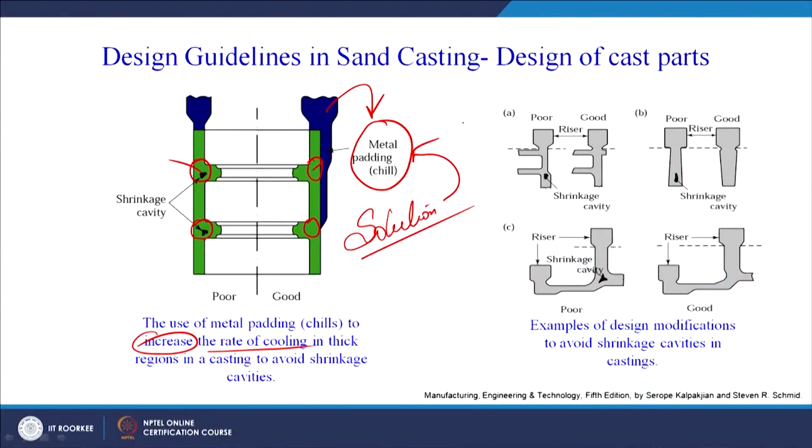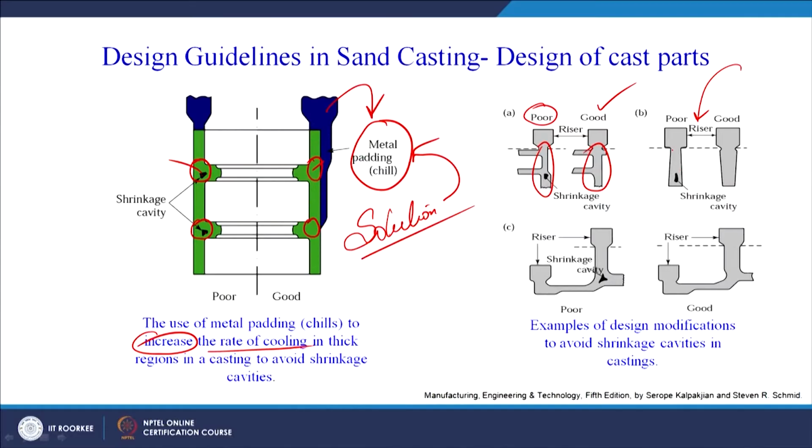So, here we can see, this is a poor design, there is a problem of shrinkage cavity here. So, there is a modification. If you see this section, there is a modification in the design here. So this is a good design, it is showing a uniform cross section. So here also this is a riser, the term we used in the very first slide today in the case of sand casting. Now the riser is used to store the additional molten metal which can be used when the shrinkage of the metal takes place on solidification.